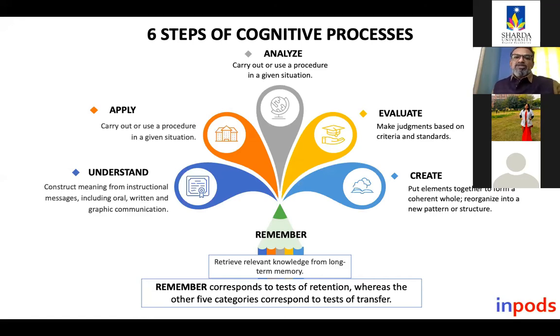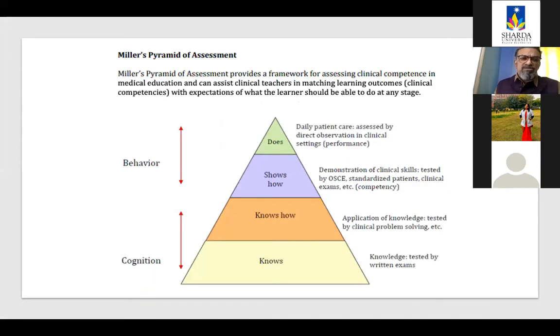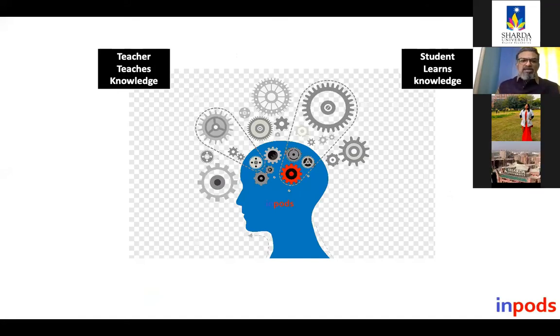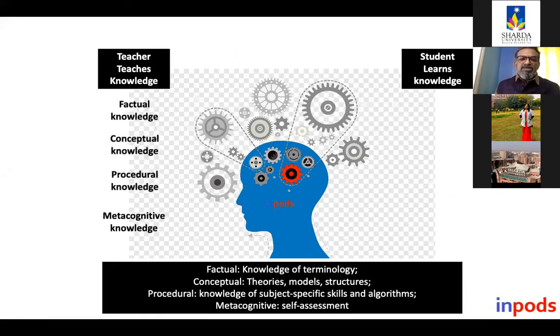The earlier session was devoted to this, so we don't have to really go deeper. The Miller scale is typically used in competency-based medical education, right? Which is similar to the cognitive process that we looked at earlier. However, it has 4 levels: knows, knows how, shows how, and does. However, when we think about the teaching process, it is about delivering the knowledge of factual, conceptual, procedural, and metacognitive.